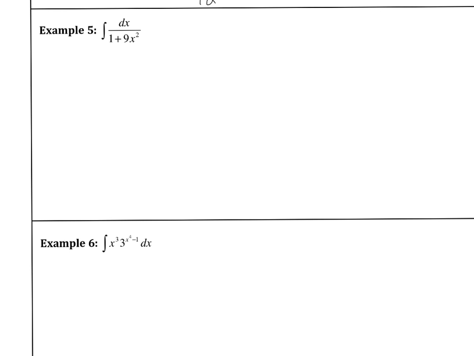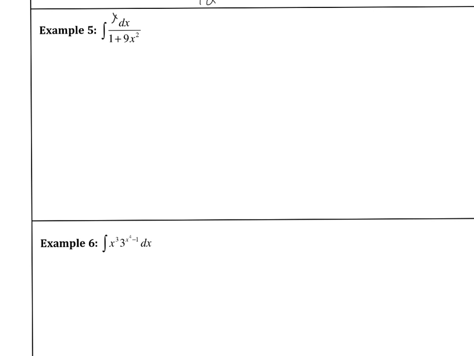And guess what? There's an error in example 5 as well. Actually, we can integrate this the way that it is. This has its own antiderivative. That's really not too bad. But we're just not there yet. That's actually for section 5.8. So for now, I would like you to just pop an extra x in the numerator there. So it'll be x dx over 1 plus 9x squared.